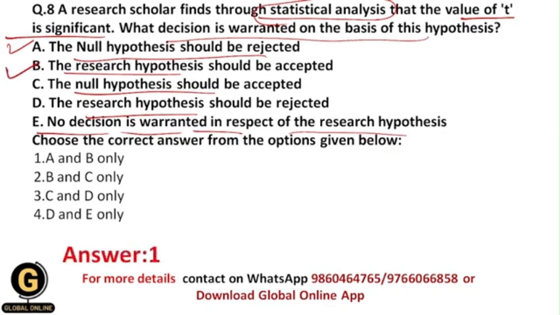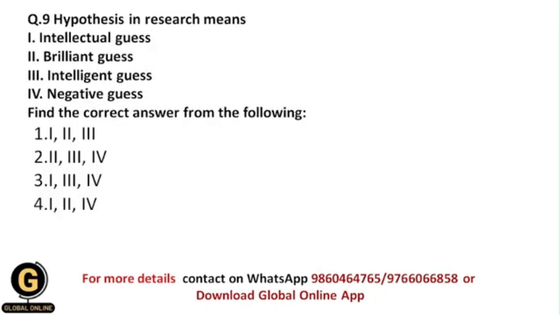So your correct answer should be 1, that is A and B only. Okay. Next, hypothesis in research means. What is the meaning of hypothesis? As I have told you earlier in the previous video as well, hypothesis is basically the prediction of the results of your whole research process.